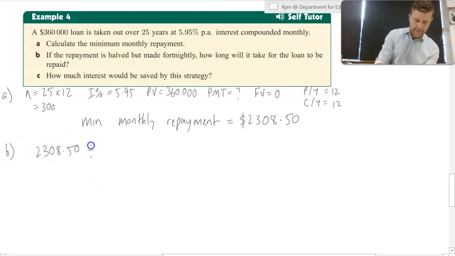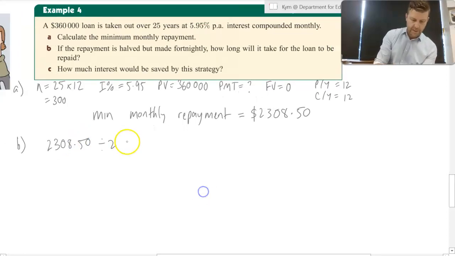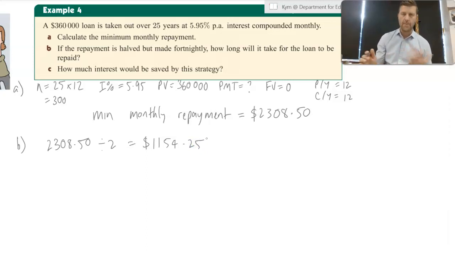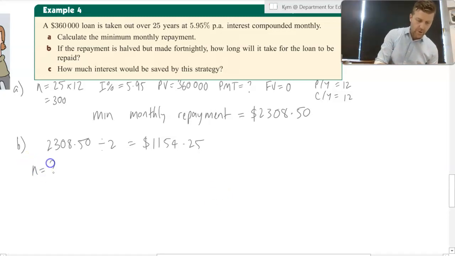$2,308.50 and divide it by 2, which works out to be a fortnightly payment amount of $1,154.25. So that's how much we're looking to pay per fortnight now. So all I'm going to do on my graphics calculator is make a few tweaks. In this case, we were asking it to work out N for us, and I'll talk about that in a second, about what N is actually going to represent.